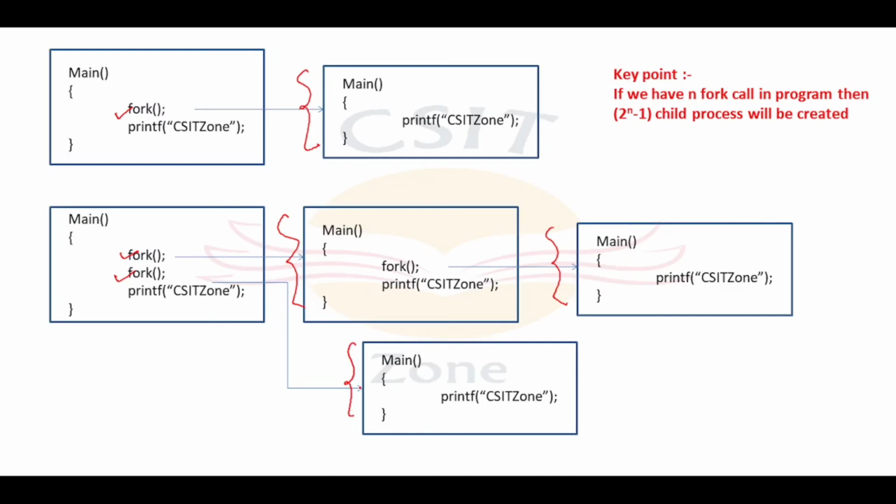The overall meaning is that if we have n fork system calls in the program, then 2^n - 1 child processes will be created. Here the value of n is equal to 2. Let's put the value of n into the formula. We get 2 raised to the power 2 minus 1. As a result, 4 minus 1, we get 3. So we have 3 child processes created.